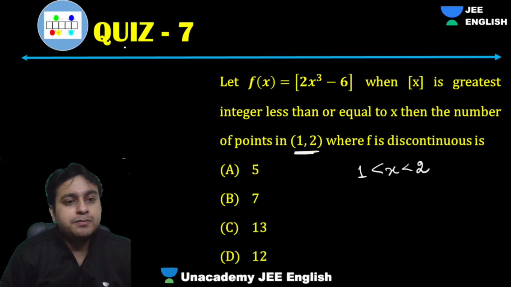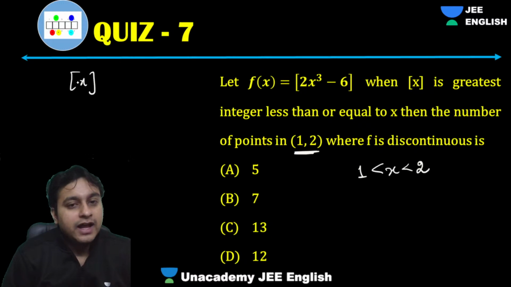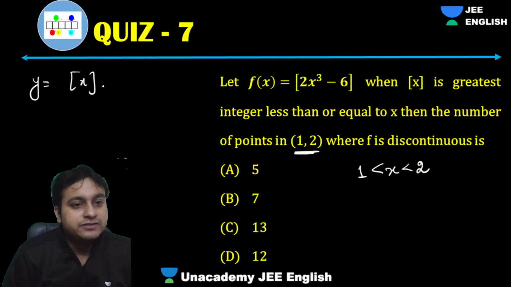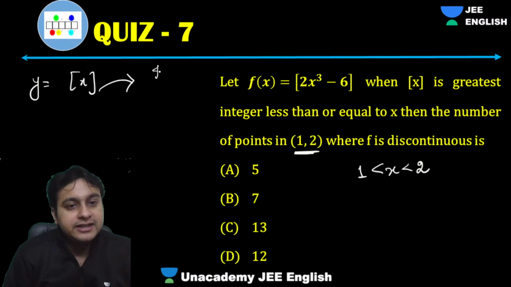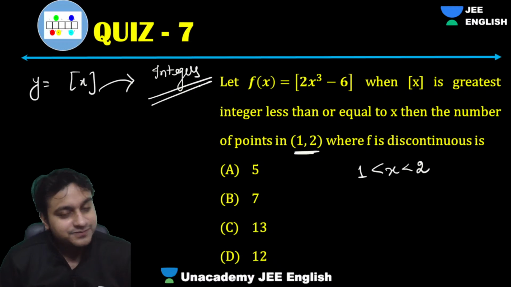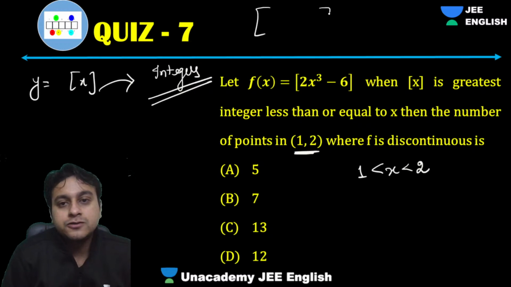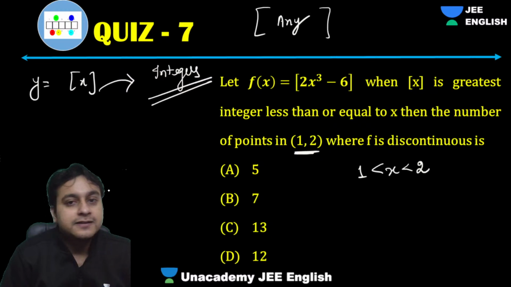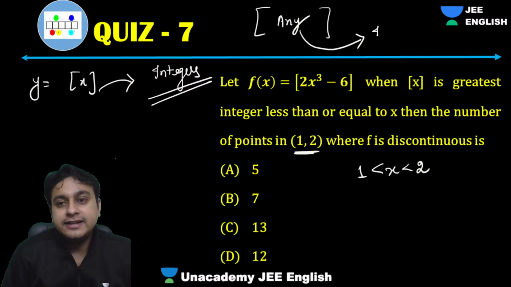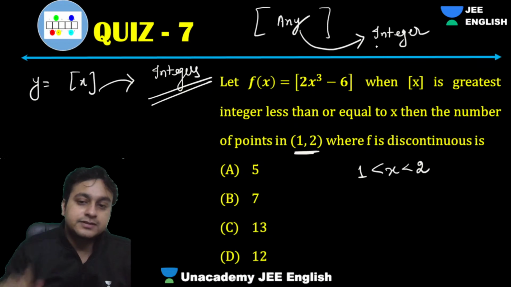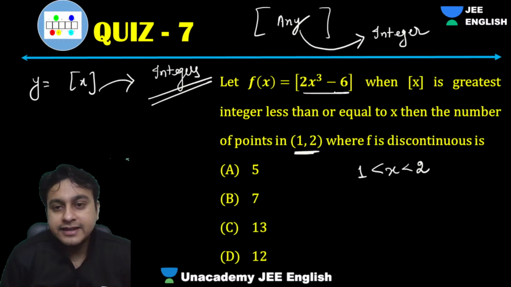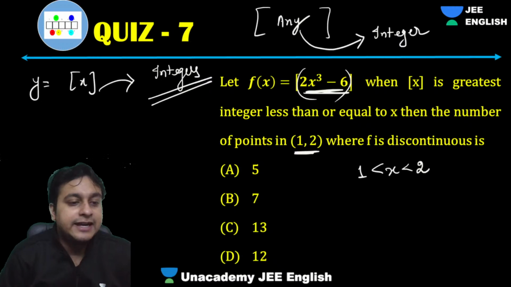Acha, guys, if somebody says box of x, at how many points is the function y equal to box x discontinuous? At what point will this be discontinuous? You will say, sir, integers. Isn't it? So box of anything will be discontinuous when this anything is an integer. It applies for all, right? Yes. So guys, let's do some research on this inside part.